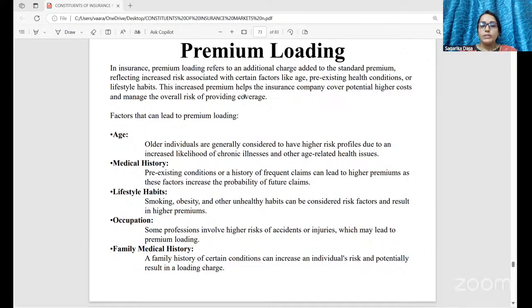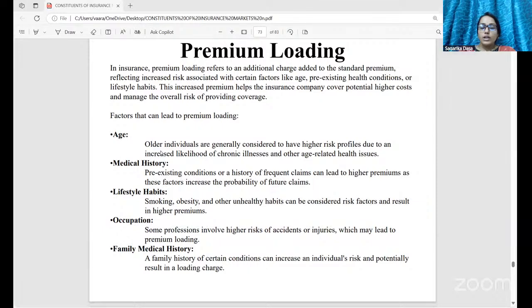The premium payments will be increased. Now, there are some factors that can lead to the premium loading, that is, an increase in the premium amount. The first one is age. Older individuals are generally considered to have a high risk profile due to an increased likelihood of chronic illness and other age-related health issues, etc. Depending upon the age, your premium will be loaded additionally.